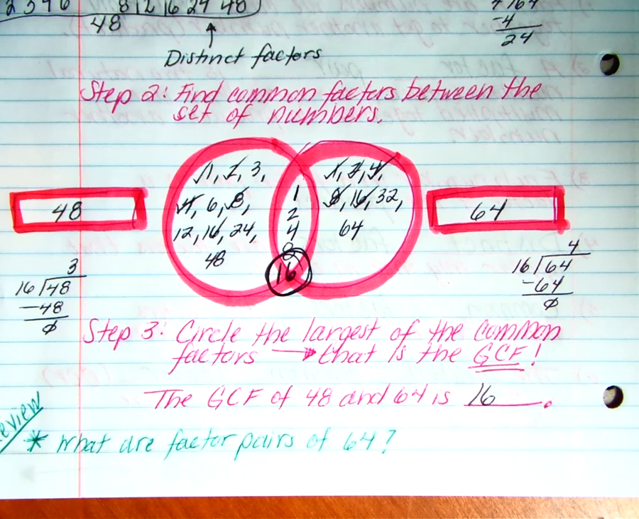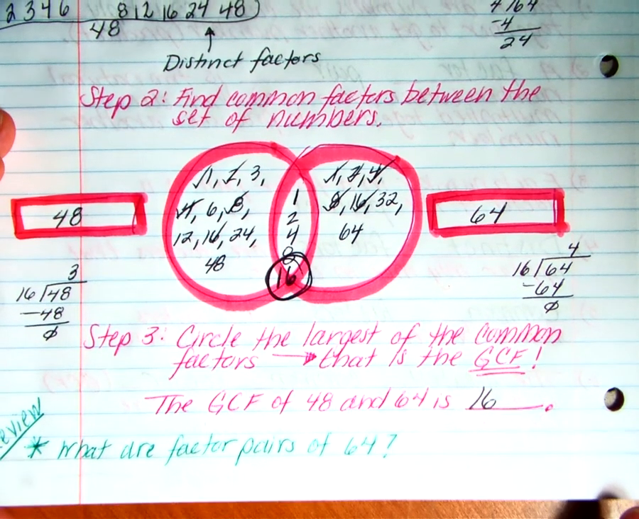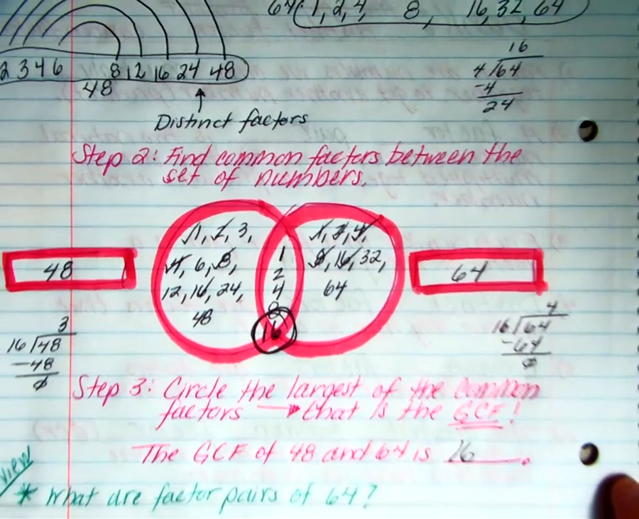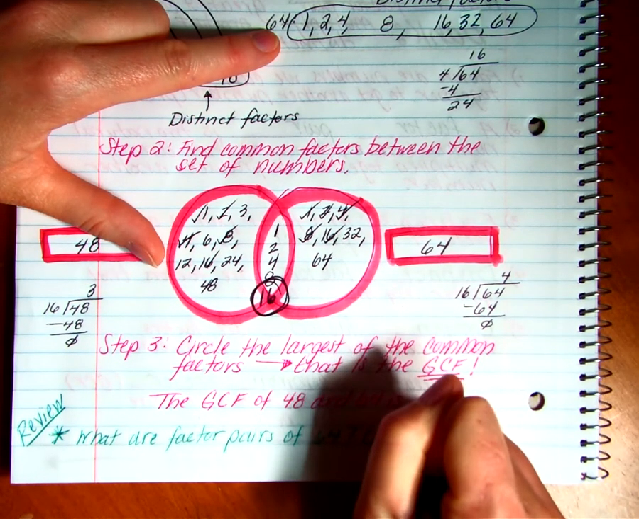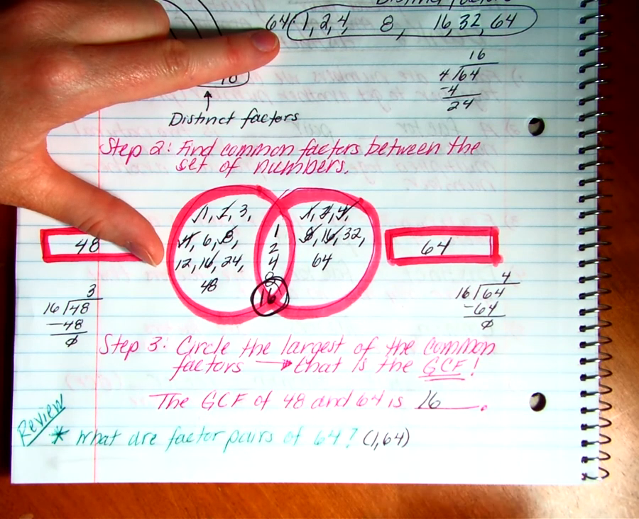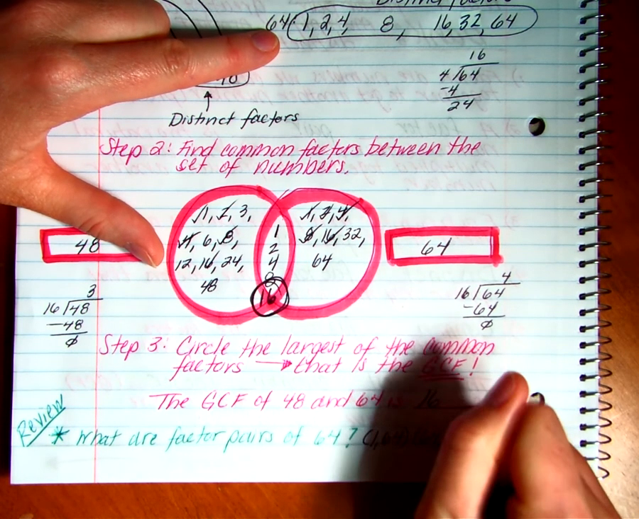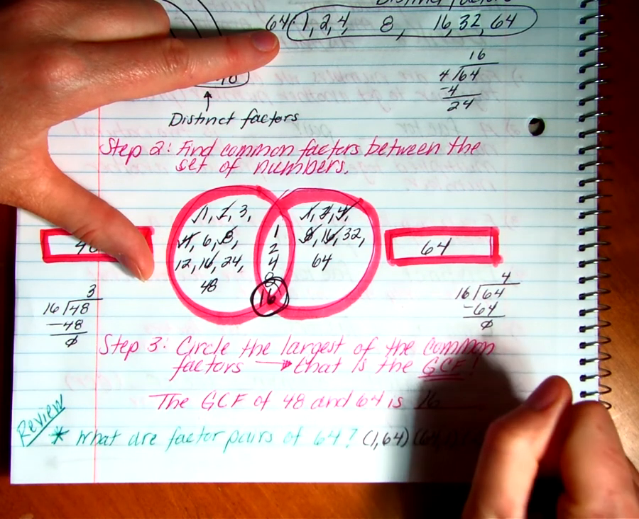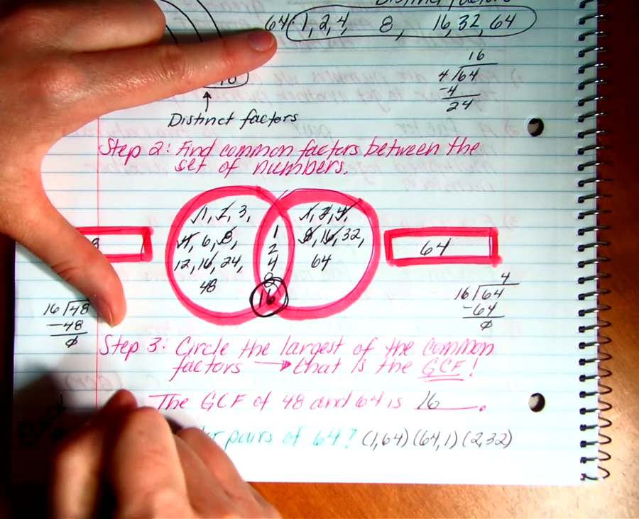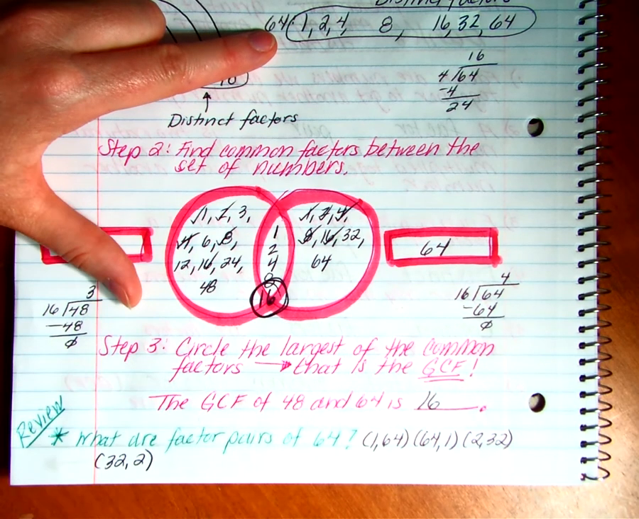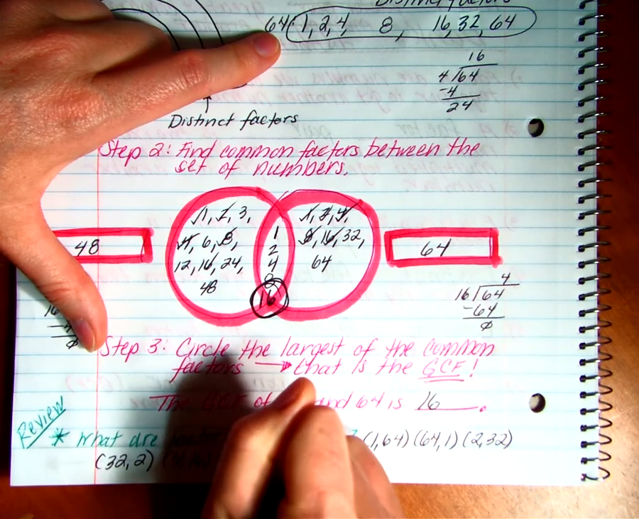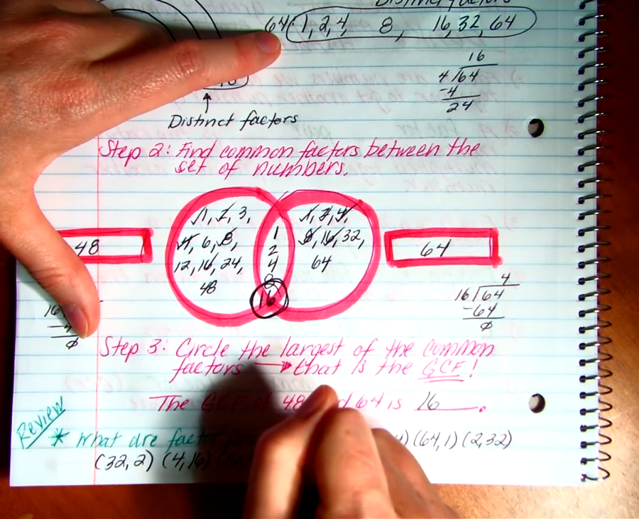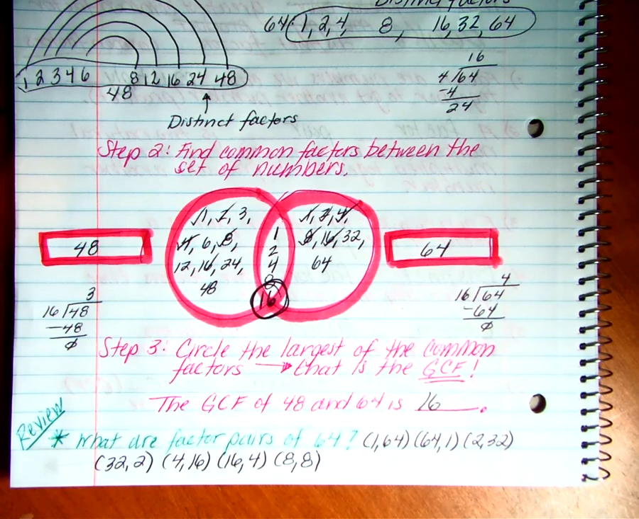Quick review at the bottom here. What are factor pairs of 64? We have the rainbow, so I don't have to do any extra work. I would just have to write it. So factor pairs of 64 would be 1 and 64, and then 64 and 1. 2 and 32, 32 and 2. 4 and 16, 16 and 4. Then 8 times 8, we can't really swap that. It is what it is, because if we swap it, it'll be identical.